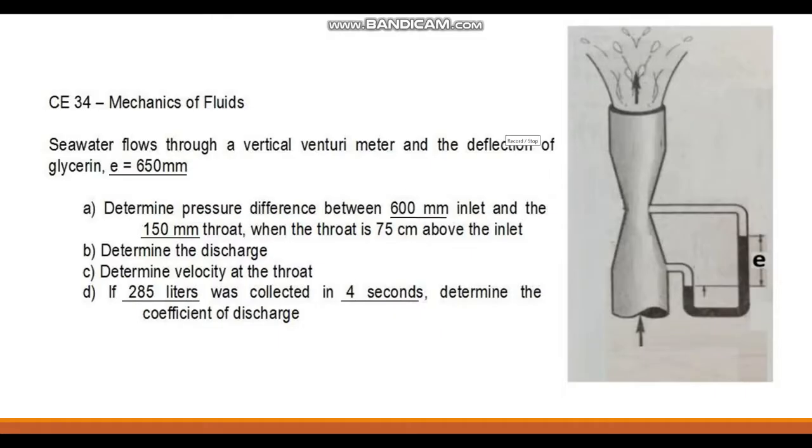In this problem, we are tasked to solve for A. Pressure difference between the inlet and throat. B. Determine the theoretical discharge. C. Determine the velocity of the throat. And D. To determine the coefficient of discharge if 285 liters was collected at 4 seconds.